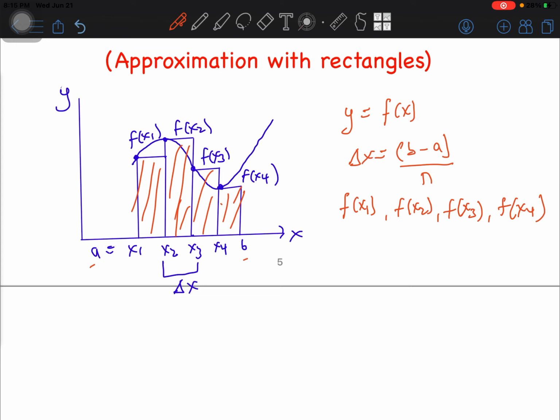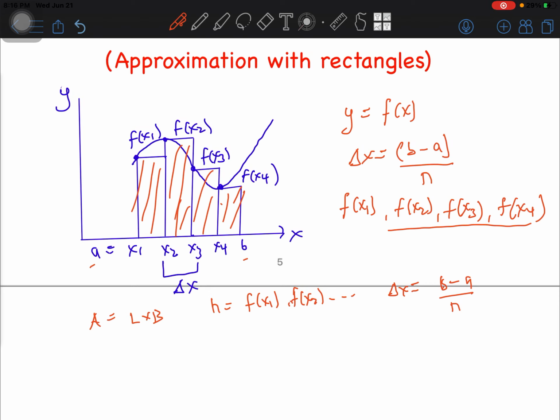So in this case, what can we say about the rectangle? For the area of a rectangle, we can say that area equals length times breadth. In this case, the length we replace by width, and the breadth we replace by height. So that's something I need you to take note of. Now our height becomes f of x1, then f of x2, and so on, as indicated here. The length, which is our width, is indicated by the change in x, which is b minus a over n, where n is the number of sub-intervals.